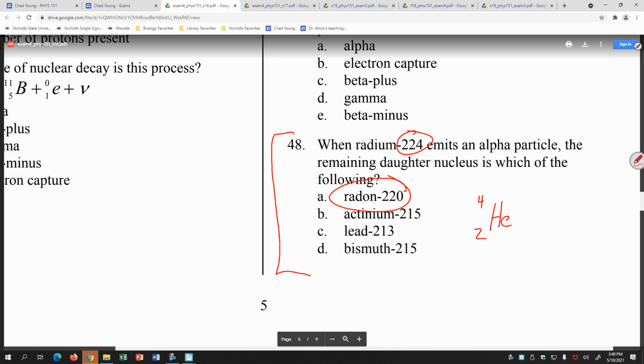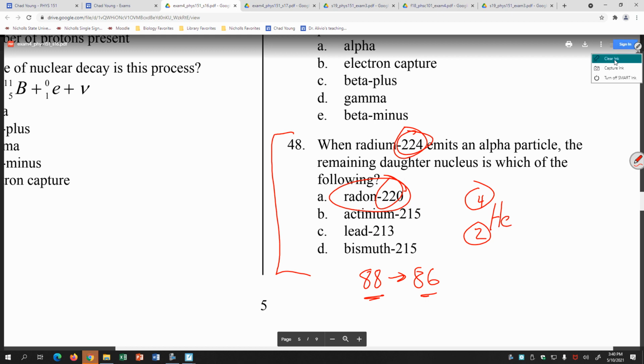Yeah, radium's number 88 over there. So you see radium goes from 88 to 86. So I'm going from an atomic number of 88 to 86. So my atomic mass is decreasing by 4, going from 224 to 220. My number of protons goes from 88 to 86 because it drops by 2. Knowing your nuclear notation will really help on that, and then just knowing how to interpret these decays will help too.